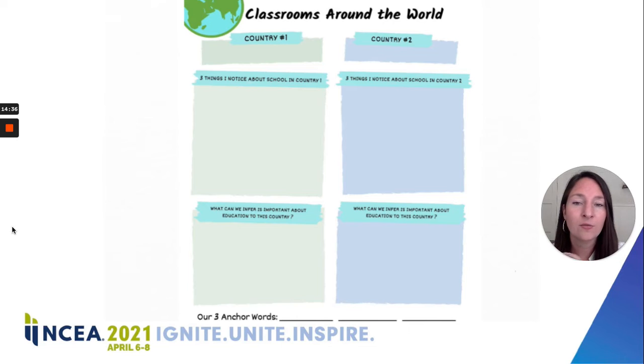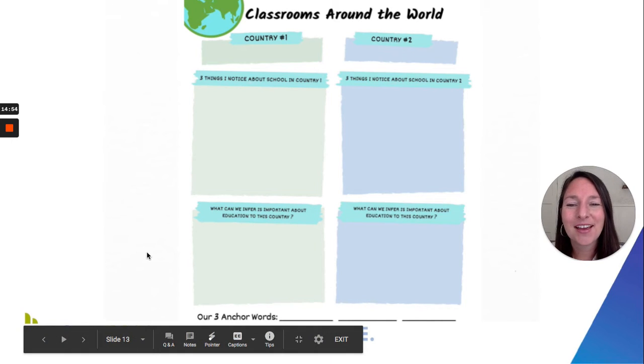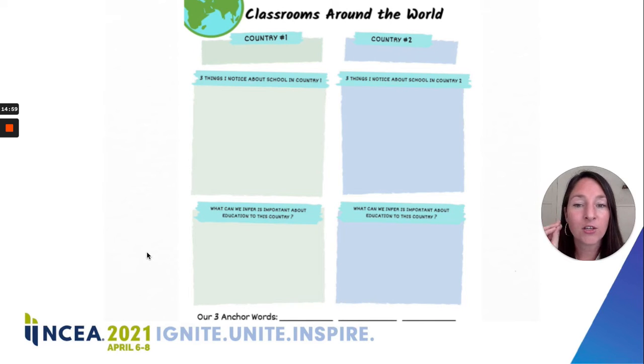So I have made worksheets, which I will give you the link to at the end of this presentation. But essentially it looks like this on one side, and on the other side is countries 3 and 4, 4 being the country that we are living in now, wherever you may be. I think likely most of us are in the US. But for each country, you're starting with the country name, 3 things that you notice about the school in the country, and then what can we infer is important about education to this country.